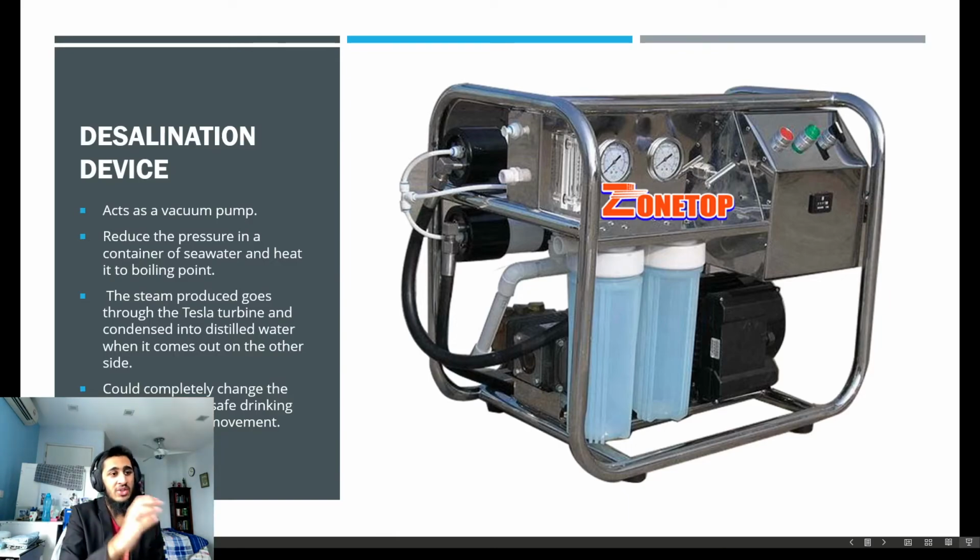This device over here is shown for demonstration purposes only, but this concept could be applied to make the desalination process much easier and much more accessible, especially to people living near the sea. This uses the concept of viscosity to move liquids rather than using moving liquids to create rotation.